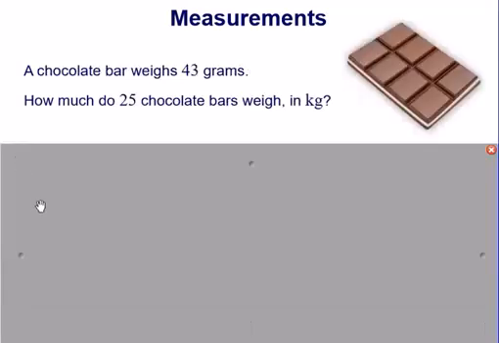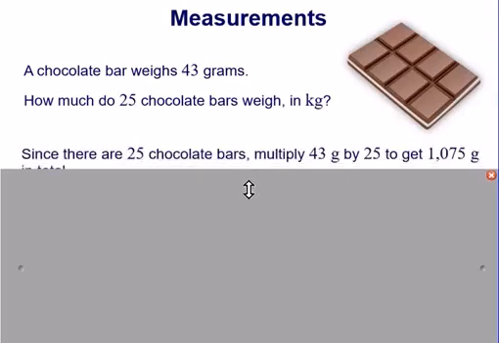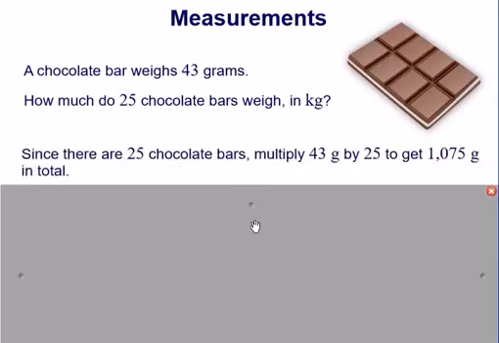Here's another example. We have a chocolate bar that weighs 43 grams. How much do 25 chocolate bars weigh in kilograms? So, since there are 25 chocolate bars, we're going to multiply 43 grams by 25, and that's going to give us 1,075 grams in total.